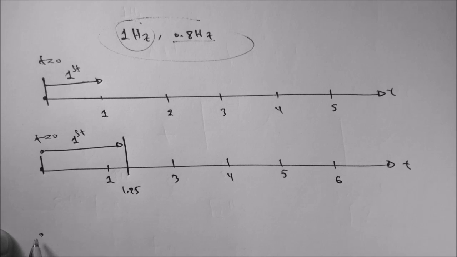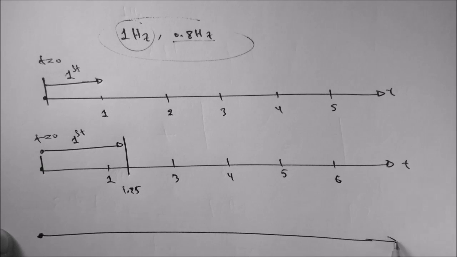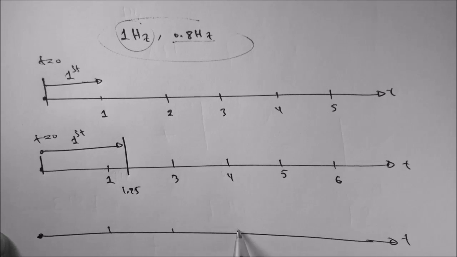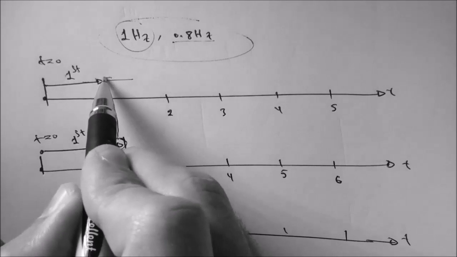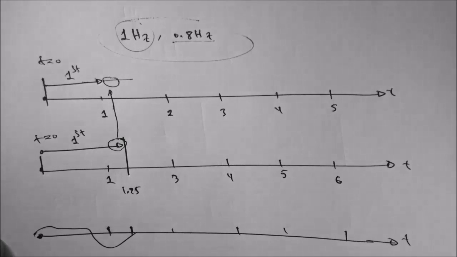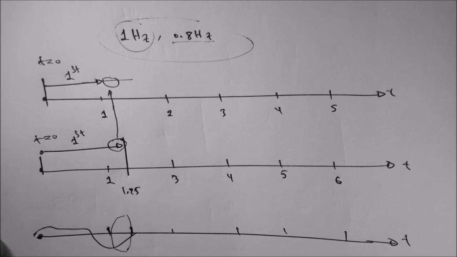Now adding up these two signals, what do we get? We get a signal whose shape we don't care about, but we're sure that it will not repeat itself neither at t equals 1 nor at 1.25 seconds. Because this part of the first signal is being added with this part of the second signal for the first time, so the result signal has a new shape over here.